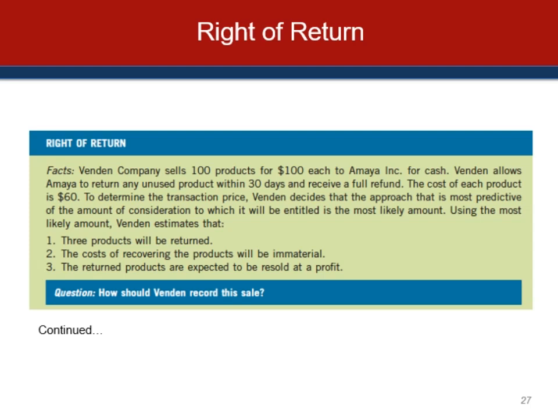To determine the transaction price, they have decided that the approach that is most predictive of the amount of consideration to which it will be entitled is the most likely amount. And so, the most likely amount: Vanden estimates that 3 products will be returned out of the 100, so 3% of them will be returned. The cost of recovering the products will be immaterial, so the returned products are expected to be sold at a profit. And the question is, how would they record this sale?